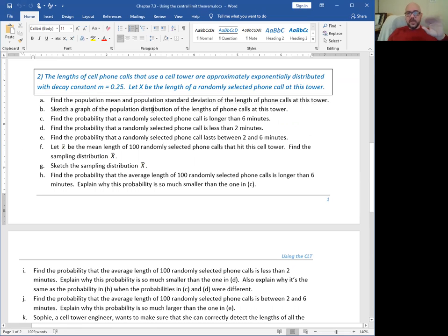The same thing goes here, as I said in the last question. I noticed that the population here is exponentially distributed, not normally distributed. So watch out for that. And then you want to be looking for something like this: find the probability that a randomly selected phone call lasts between 2 and 6 minutes. That is not a sample bigger than 1. That is 1 phone call. No central limit theorem. Let X bar be the mean of 100 randomly selected phone calls. Well, that sounds like a sample. So watch out for that. Be really careful looking for those things where you use the central limit theorem versus where you don't.